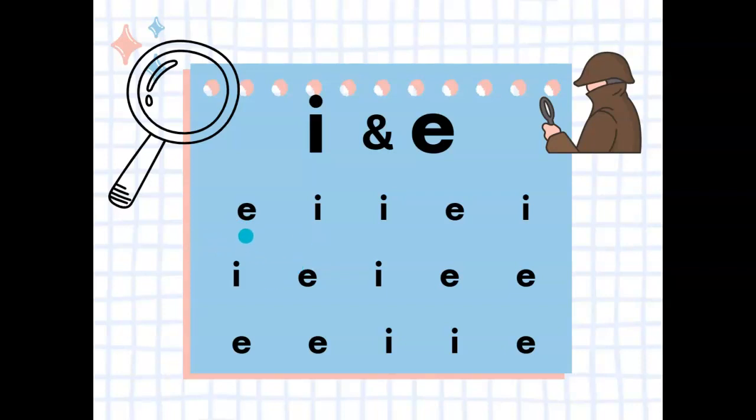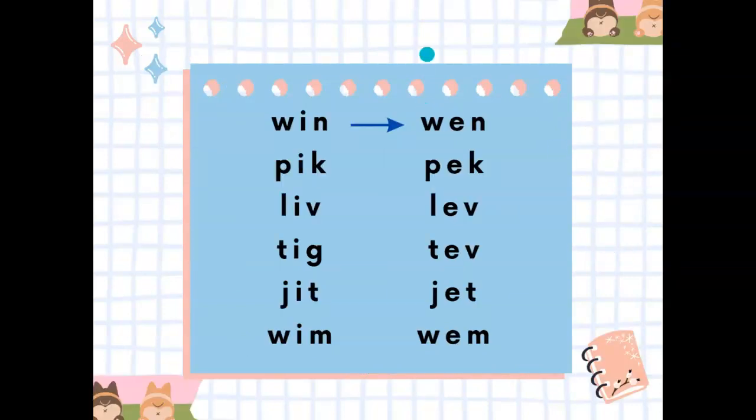The first row, let's say eh, ih, ih, eh, ih. Okay, you do the next row. Okay, and the last row. Okay, nice job.